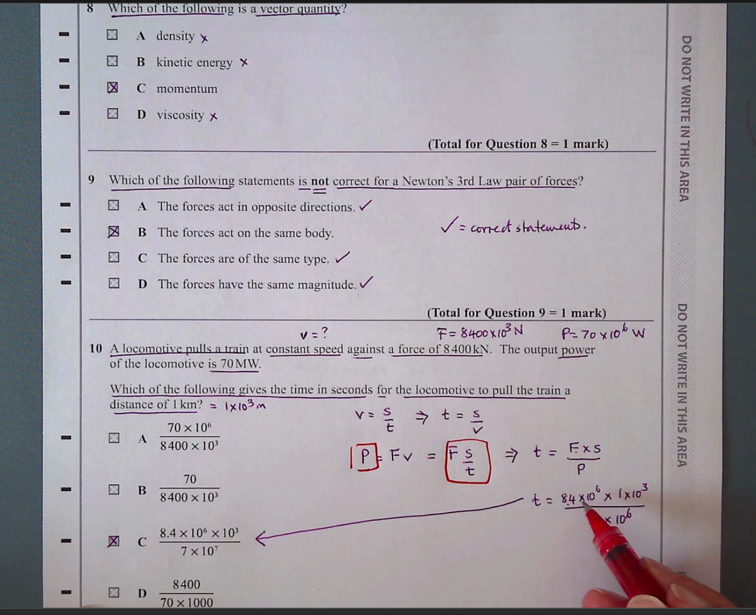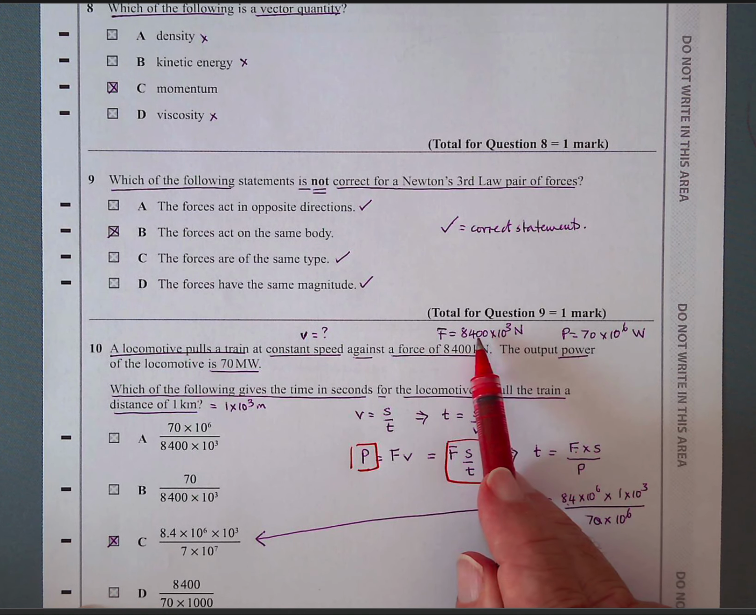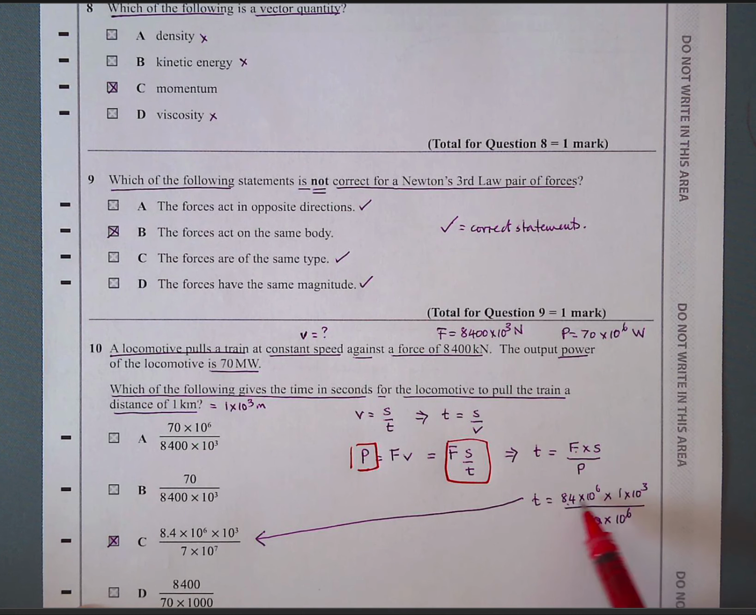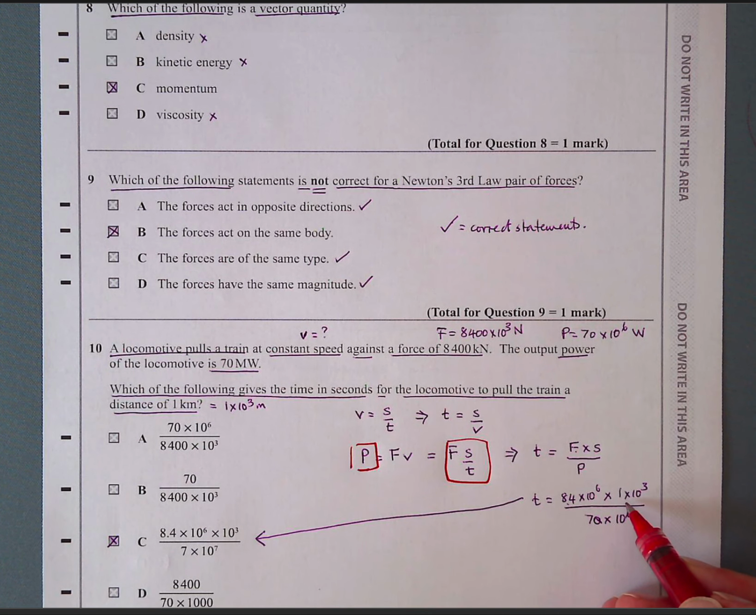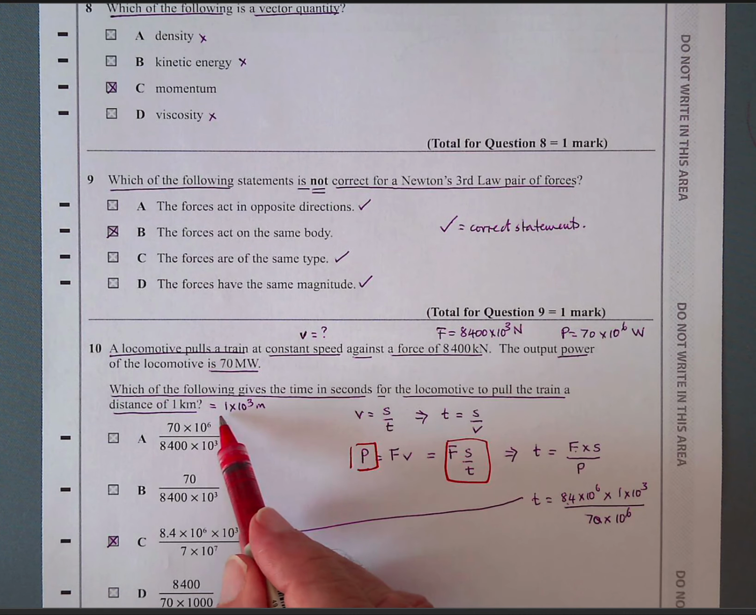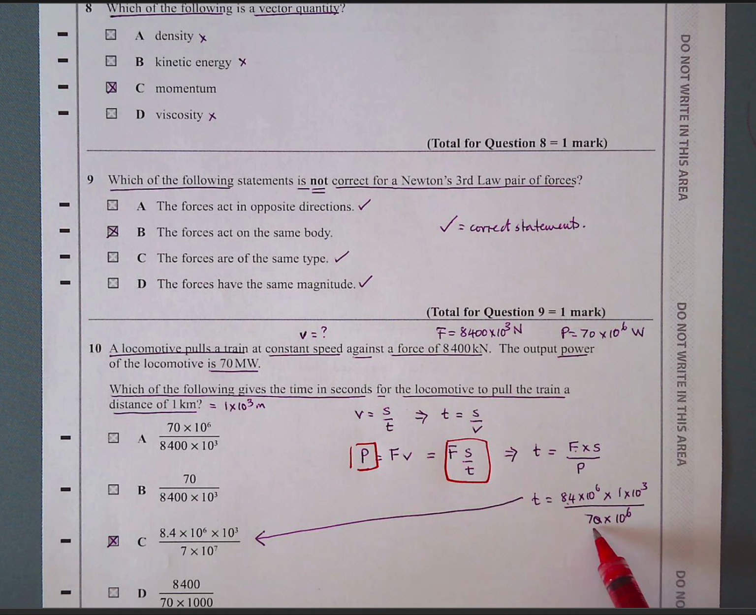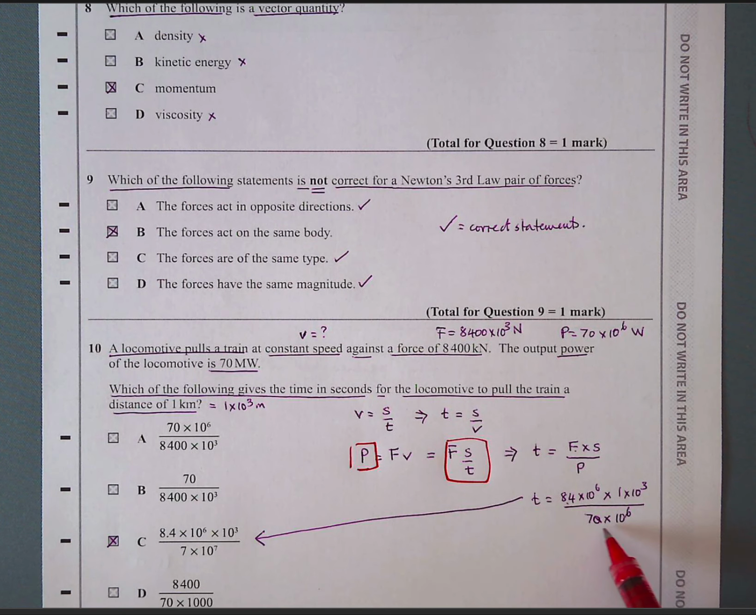Force is 8,400 kilonewtons, so it's 8.4 times 10 to the 6, and the distance is 1,000 meters. Yeah, so it's 1 times 10 to the 3, and the power was 70 times 10 to the 6, so they put it as 10 to the 7 with 7, so that's correct. Only C has the correct combination of numbers. I'll let you figure it out for yourself, and that is the correct way to answer this question.